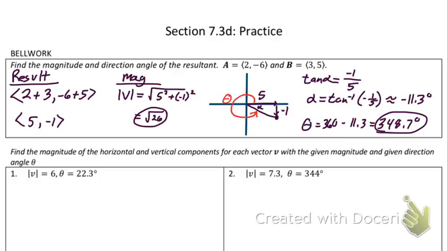Kind of a good thing to think about is if your vector is in quadrant 1, your alpha is going to be the same thing as your theta. If you're in quadrant 2, it's going to be 180 minus your alpha. If you're in quadrant 3, it's going to be 180 plus your alpha. And if you're in quadrant 4, it's 360 minus your alpha. All right, it's good things to think about while you're plotting this.